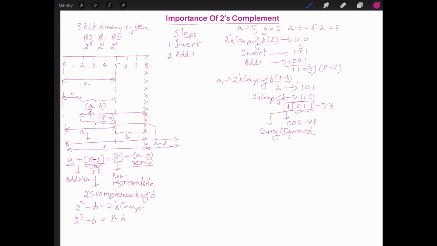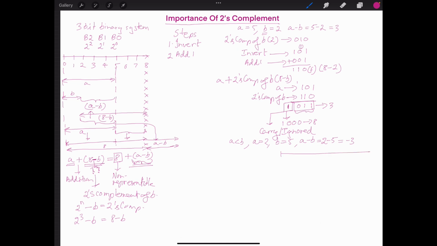Let's take the case when A is less than B. Right, so let's just reverse the values of A and B, like A equals 2 and B equals 5. So in this case, let's see what happens to A minus B. A minus B would be 2 minus 5, which equals minus 3. So let's try to do the same operations here and see how it results. First, let's try to draw this out on the line diagram.